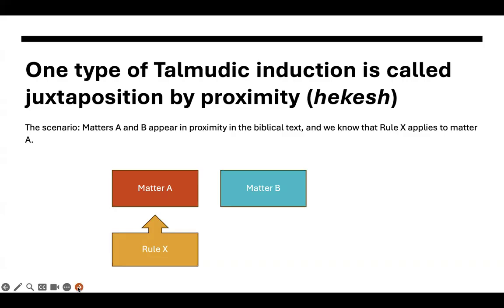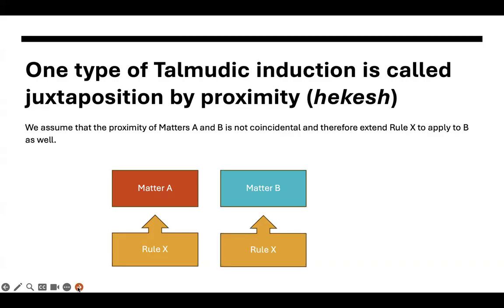The scenario that hekesh deals with is a situation in which we have matters A and B appearing in proximity to each other in the biblical text, maybe sometimes even in the same verse. And we know that rule X applies to matter A. Because of the proximity between matters A and B, we assume that the fact that they were brought together in the biblical text is not coincidental. And because of that, rule X, which applies to matter A, is also going to apply to matter B.